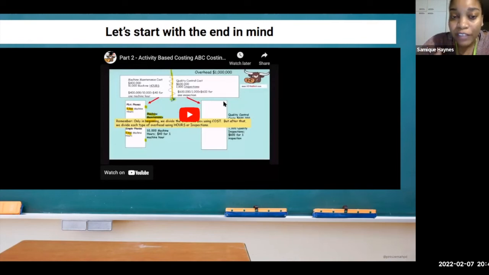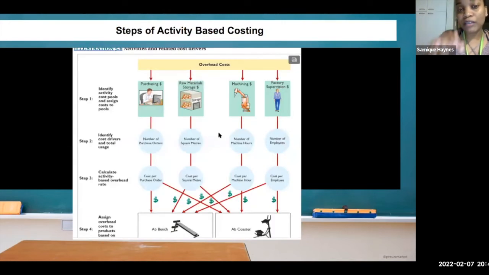So then we can already figure out if we have $40 per machine hour, then we'll just be able to multiply that $40 by the machine hours used in this product and the machine hours used in that product, okay? And if we have $600 per inspection, we'll be able to multiply that $600 by the number of inspections for this product and the number of inspections for the next product. And it's really broken down here.